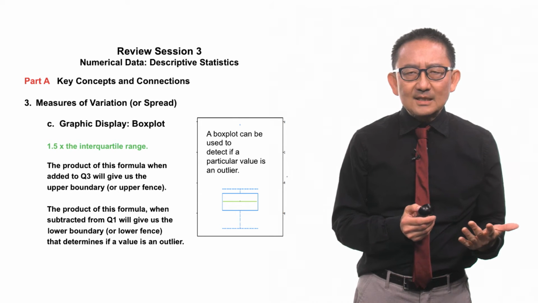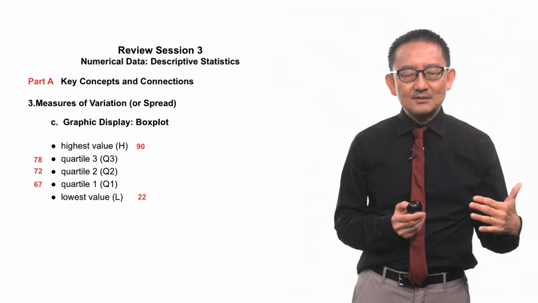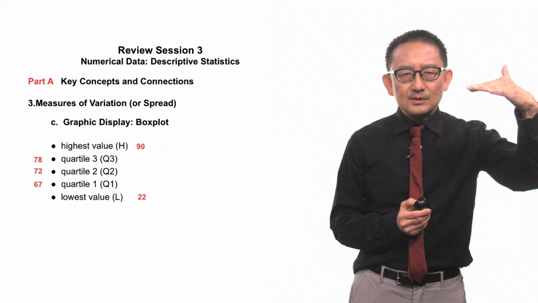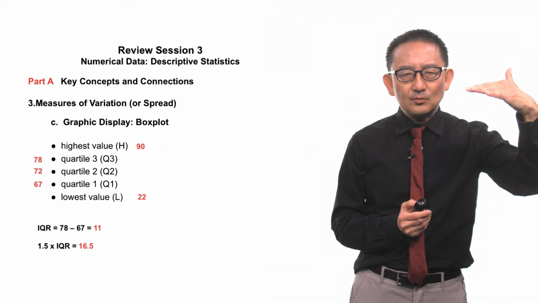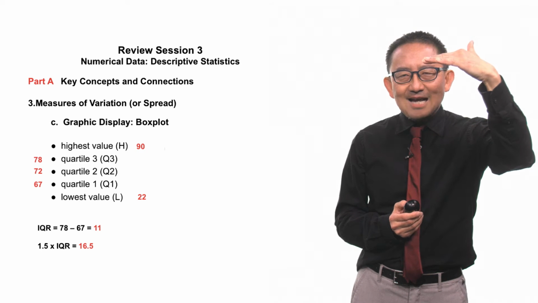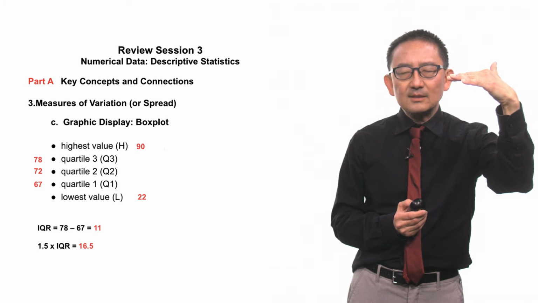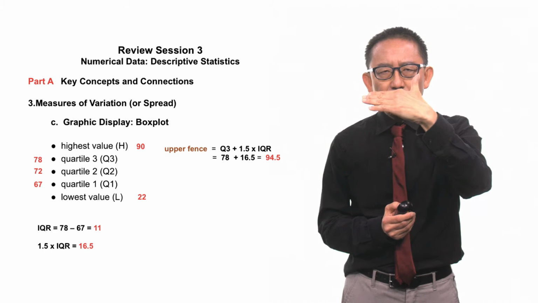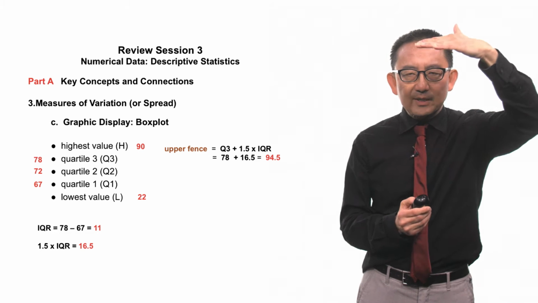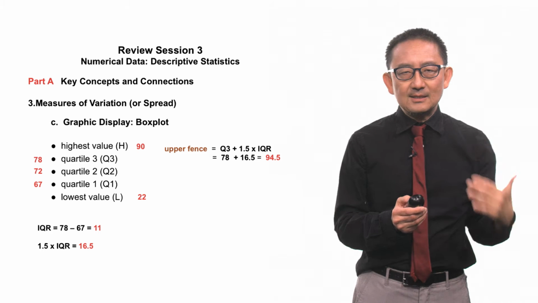So let's take a look and see if we even have an outlier in our data set. So we have our values. We know that we're taking the interquartile range times 1.5, which is 16.5. So if we add 16.5 to 78, which is quartile 3, we will get 94.5. And all of our values fall within that range. There is no value that goes above that. So there is no outlier above the upper fence.